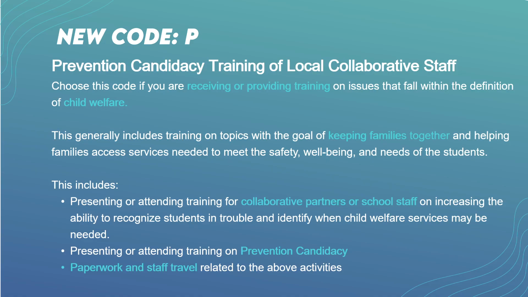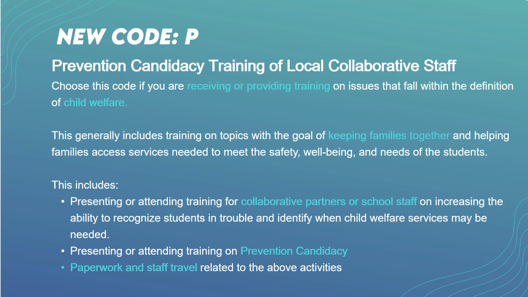Code P is also a new code. It is used when you're participating in training or education related to child welfare prevention. This could mean attending a session on identifying students at risk, understanding prevention candidacy, or working with partners to strengthen early intervention and family support.